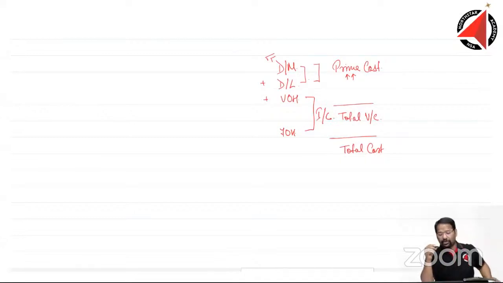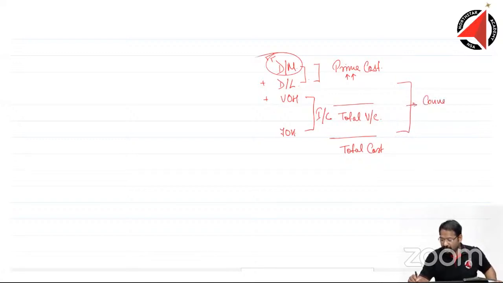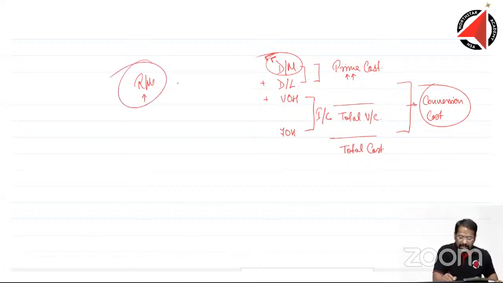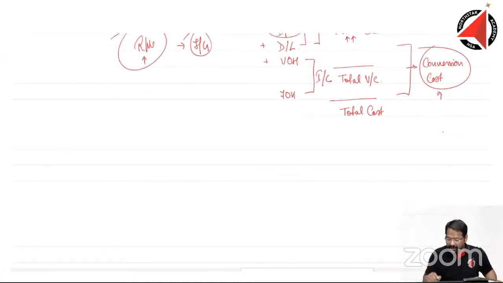Now, all the cost other than direct material are called conversion cost. Conversion cost means costs which are incurred to convert the material, direct material or raw material, into finished goods. All the costs which are incurred to convert the raw material into finished goods, we call it conversion cost. In simple words, conversion cost is direct labor plus overheads.